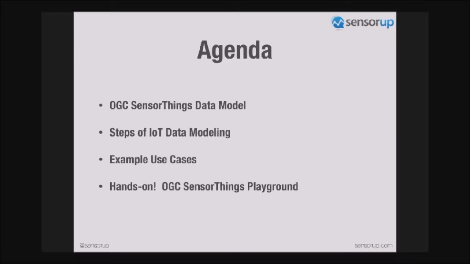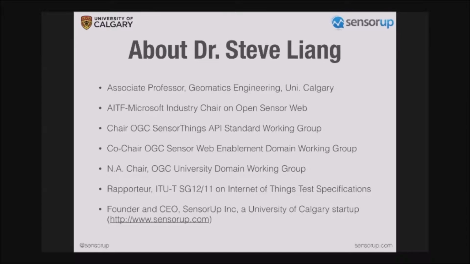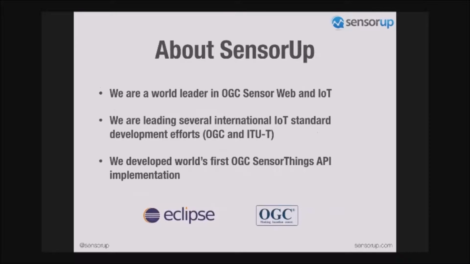Okay, so here we go. Something about me. Well, I'm involved in many standard organizations and efforts, and that's our passion, which is the open IoT, allowing different thing networks to interoperate with each other. We're sick of looking at the silos and resources wasted because people are building silos. And SensorUp is a startup company from University of Calgary, and we are recognized as a world leader in OGC sensor web in IoT. And we are leading several international IoT standard development efforts, including OGC and ITU-T.